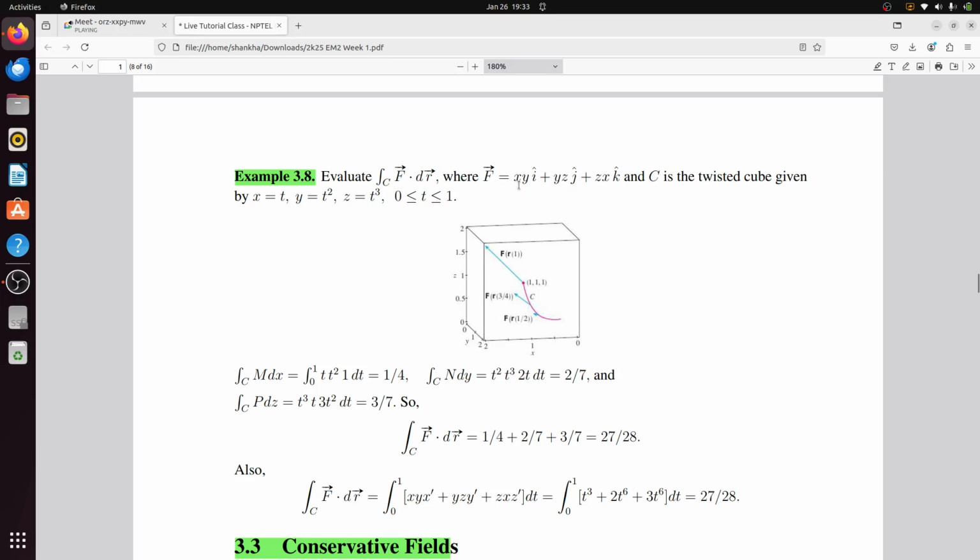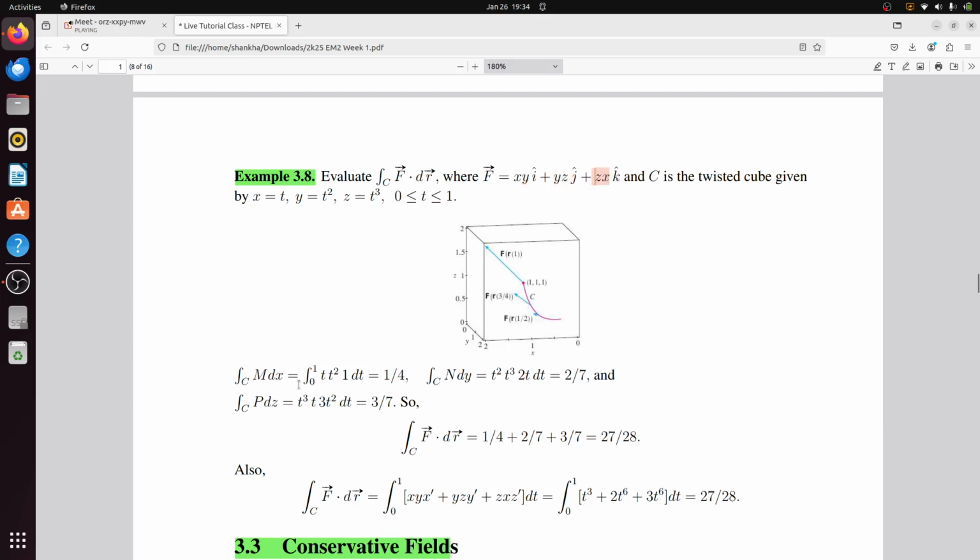Next problem is ∫F·dr, where F is xy î + yz ĵ + zx k̂. C is the twisted cube. Twisted cube means it is not actually a cube, it is actually a twisted cube, because in the yz direction it is not like 1, it is like t square, t cube sort of thing. So now you have to calculate M dx. Your M is actually xy, your N is yz, your P is zx.